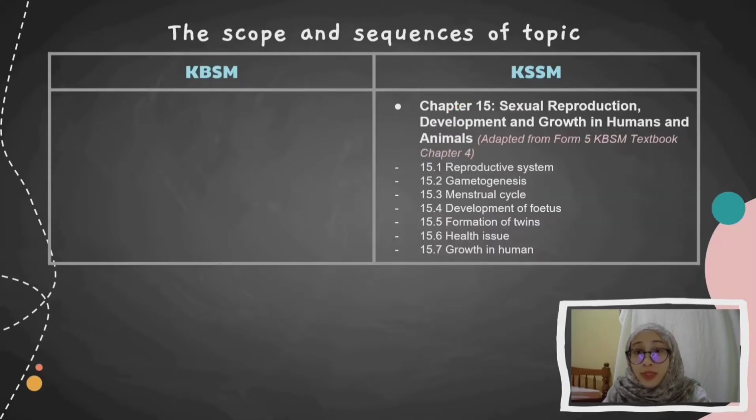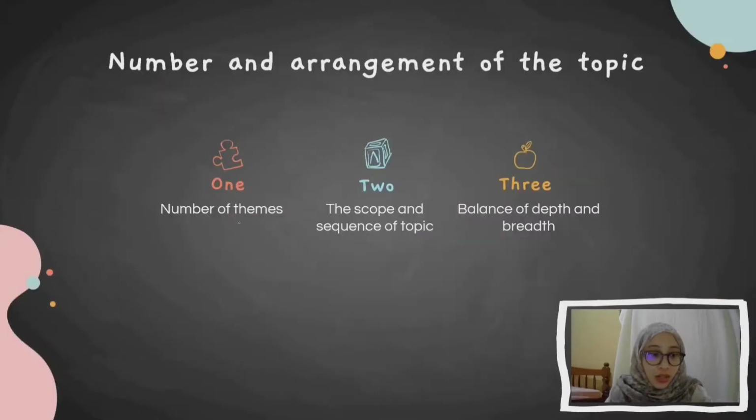Okay, for chapter 15, which is the last chapter in KSSM, it is called sexual reproduction, development and growth in humans and animals. Actually, this chapter is adapted from Form 5 KBSM textbook chapter 4. So nowadays, students will learn this at an early stage of their learning process compared to the students back then who were learning under the KBSM syllabus. Now we are done with the first and the second part.